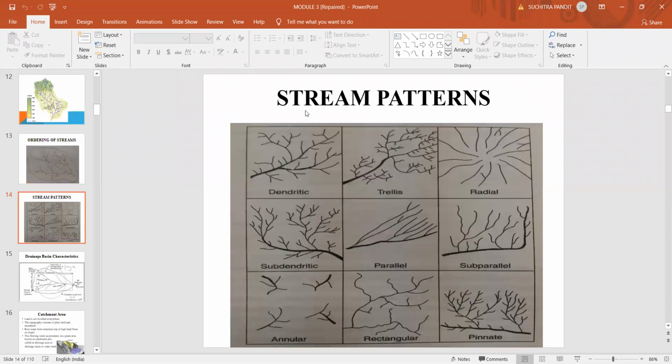Now, these are some of the typical stream patterns. It may be dendritic, or trellis, or radial, or subdendritic, or parallel, subparallel, annular, rectangular, and pinnate. So these are some of the stream patterns that are commonly observed in catchment areas. It depends on the topography of that particular area.